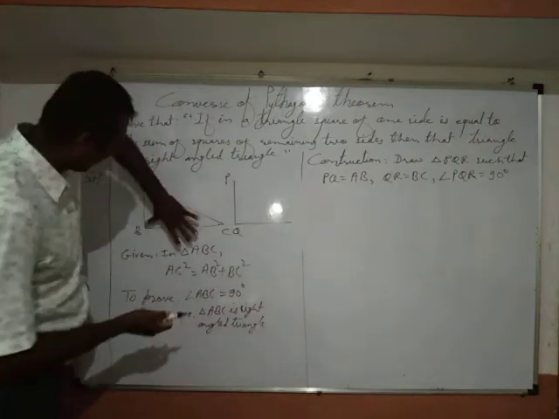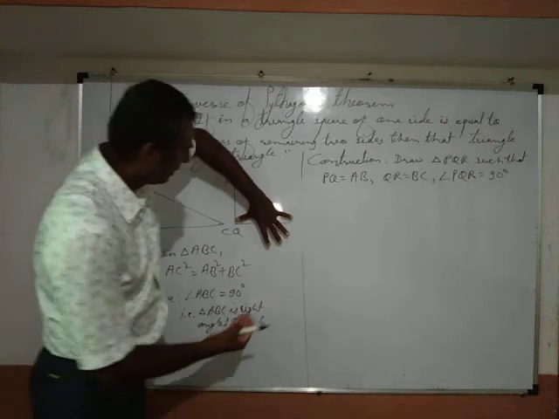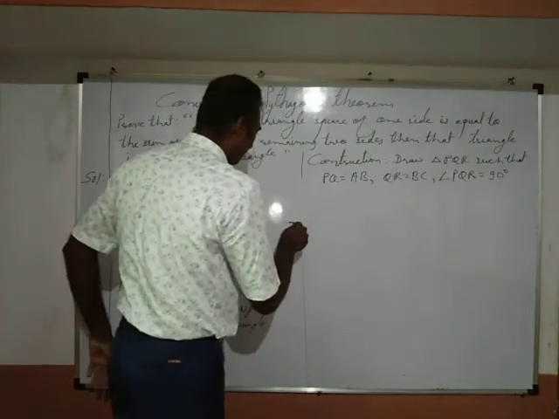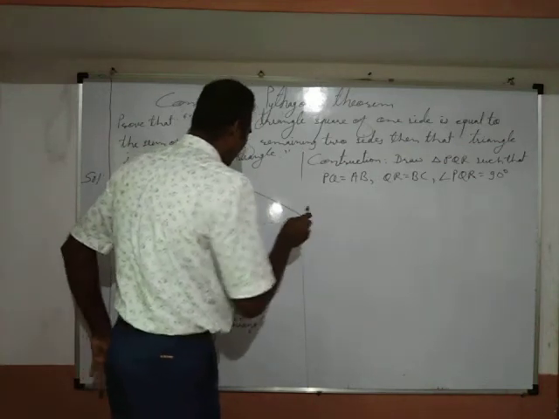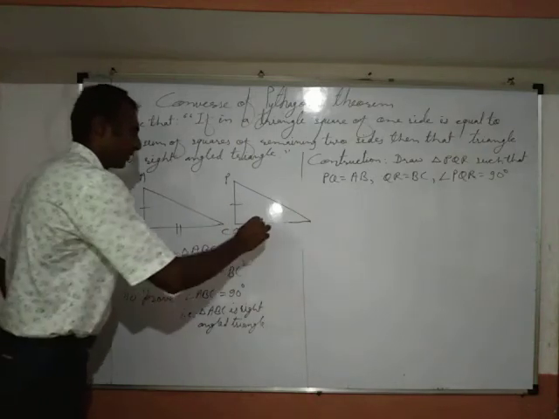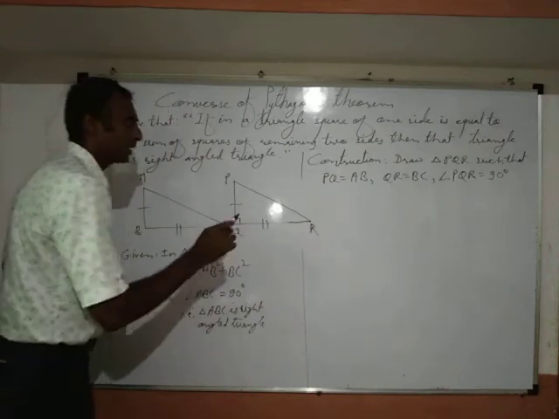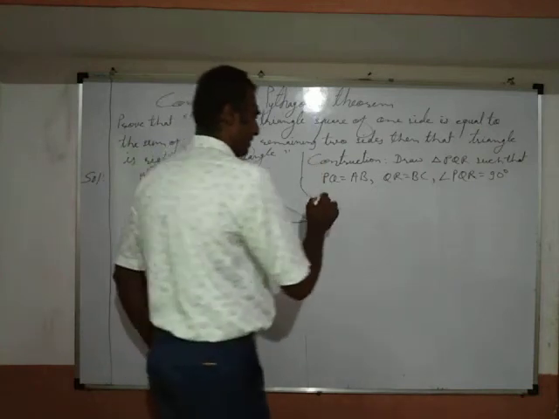And what is the length of BC? That much length of QR. Okay. Let's show by identical marks: AB equals PQ, BC equals QR, and angle PQR equals 90 degrees. Okay. Now let's start the proof.